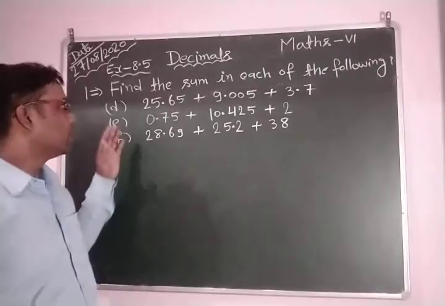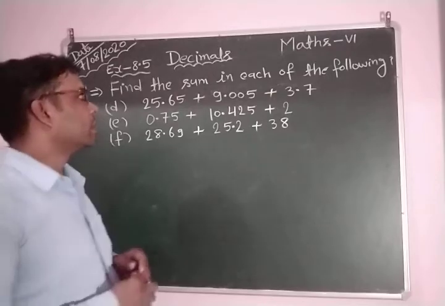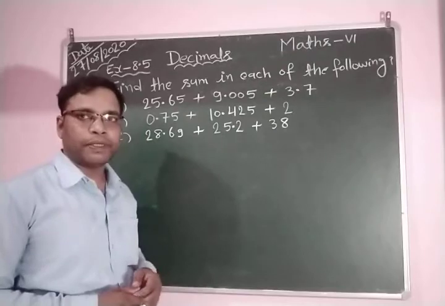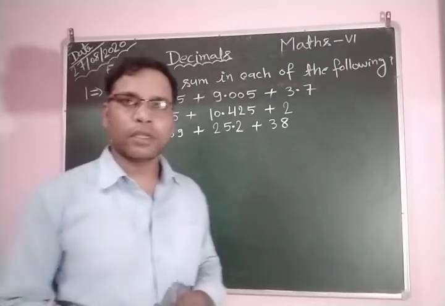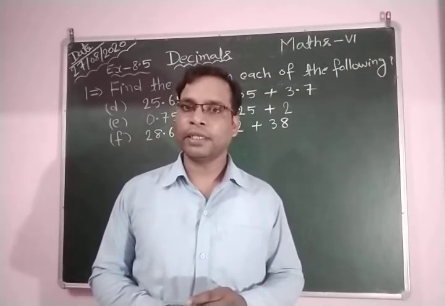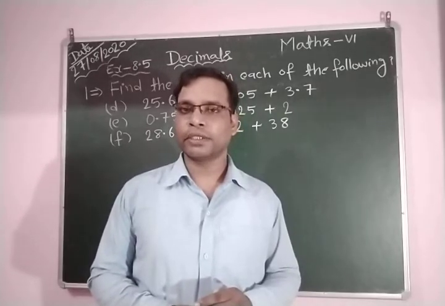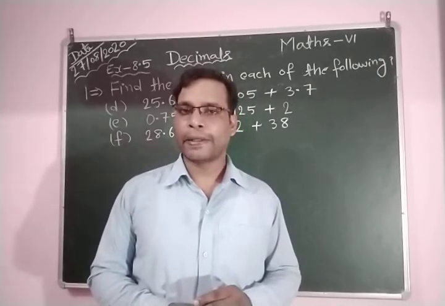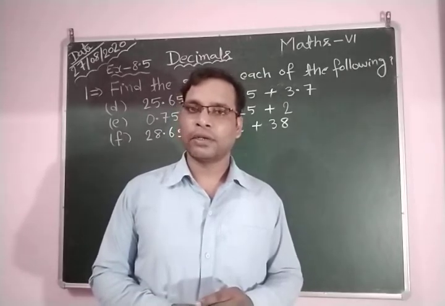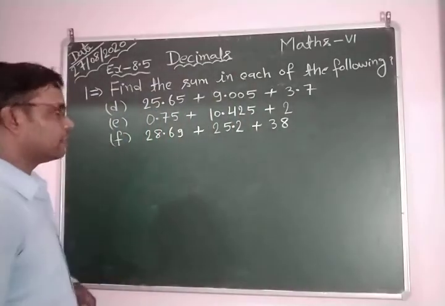Now students, this is the next part, B part, E part and F part of question number 1. Here we find the sum of given decimal numbers. One time we find the sum by column method, and again we find the sum by horizontal method. The column method is also called the vertical method, and the horizontal method is called the row method. Okay, so let's see how to solve such problems.